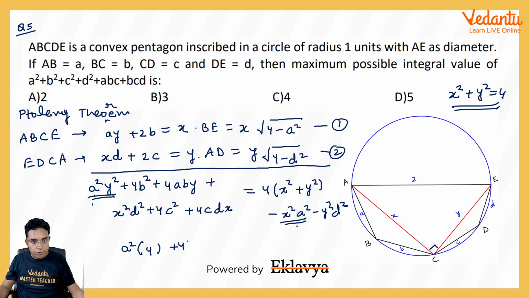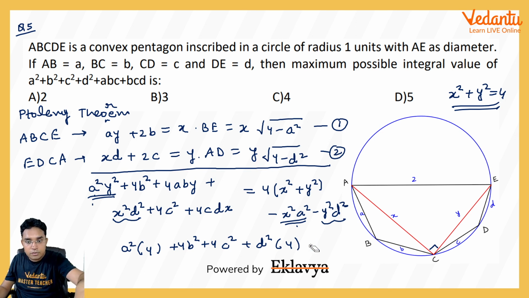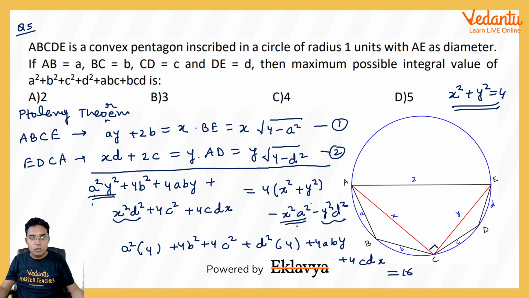Similarly, we are having 4b square, we are having 4c square, and then if you take this x square d square along with this y square d square, I will take d square common, and once again x square plus y square will give us 4. And then what are the other terms that are remaining? I think 4aby plus 4aby plus 4cdx, and that is coming out to be equal to 16, because x square plus y square is equal to 16. I think we have taken care of all the terms here.